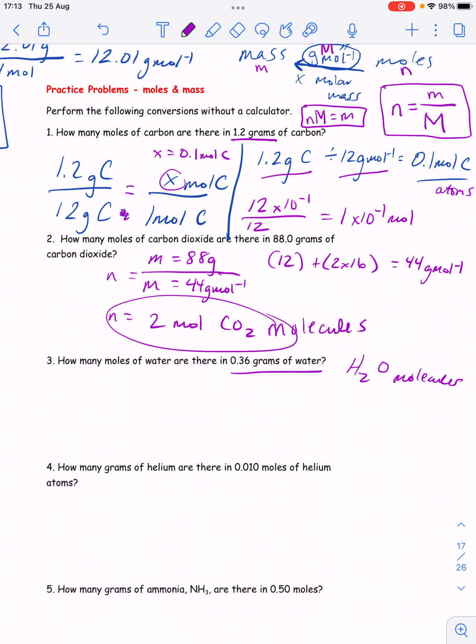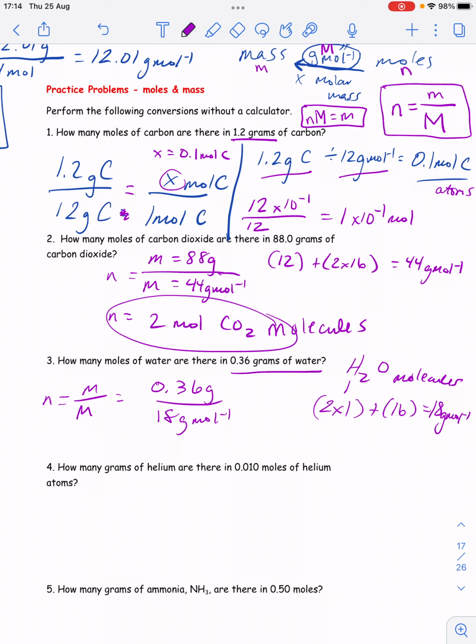Okay, so again, I've got a mass and divide it by the molar mass, and I'll get the moles. So the mass is 0.36 grams. The molar mass of water is 2 times hydrogen, which is 2 times 1, plus 16 for oxygen. I get 18 grams per mole. So I'm dividing 0.36 by 18 grams per mole.